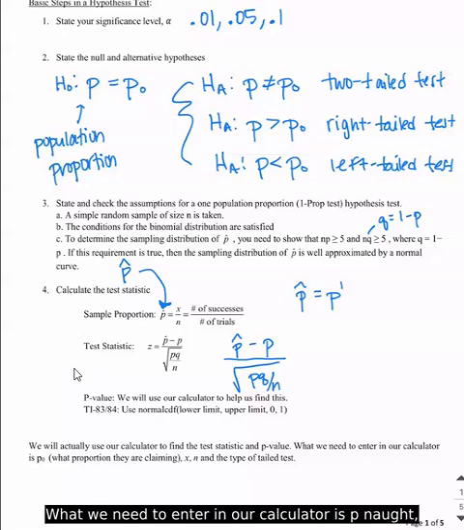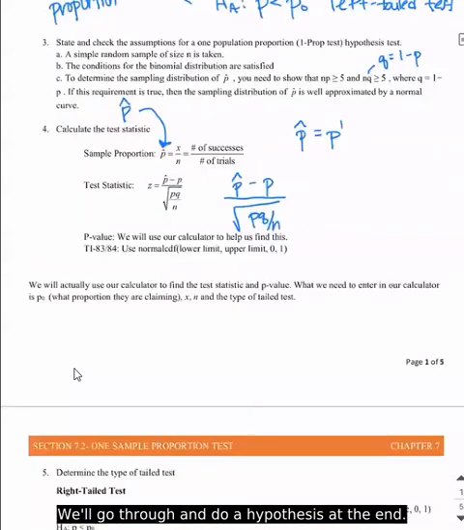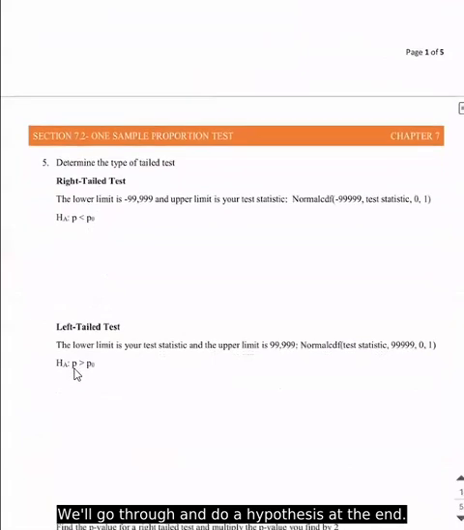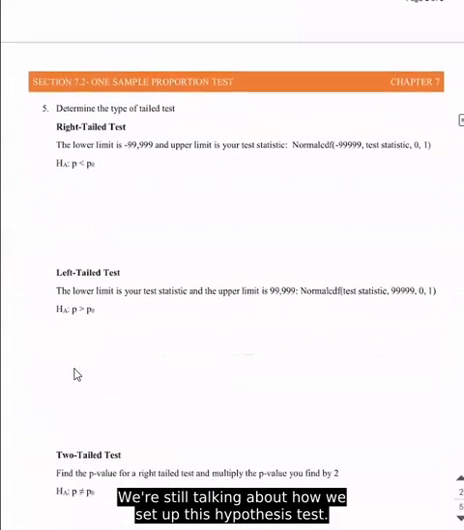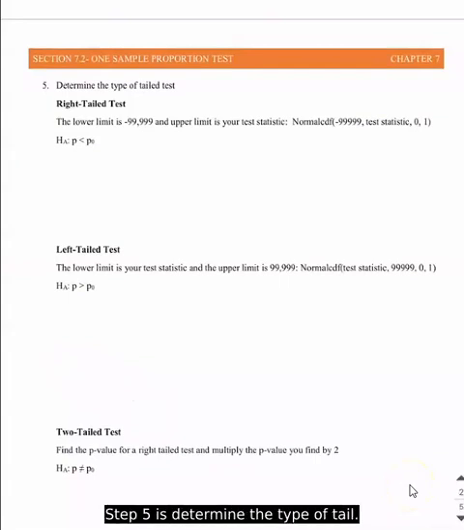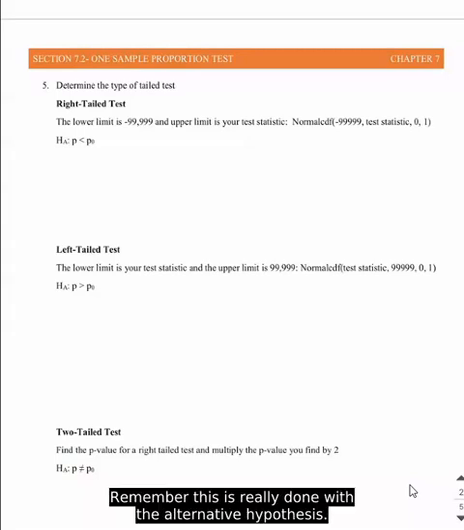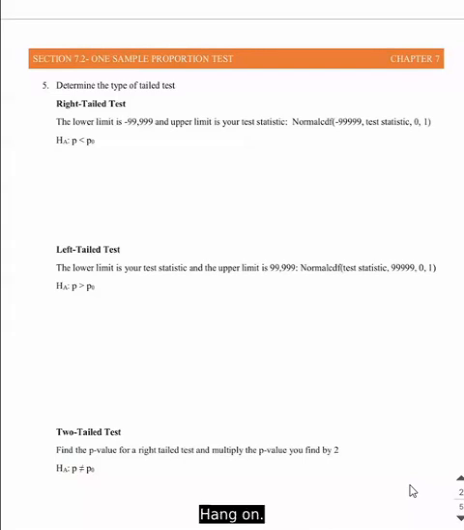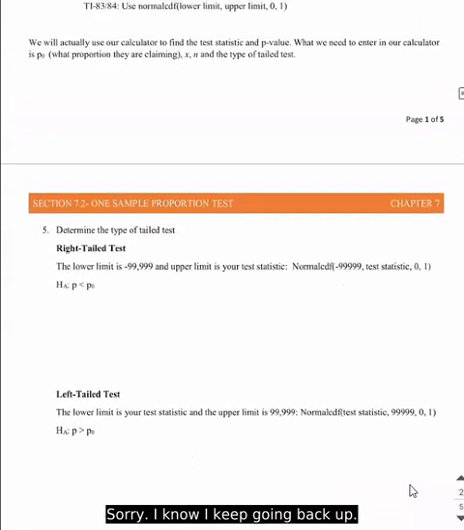What we need to enter in our calculator is p naught, what proportion they are claiming, x, n, and the type of tailed test. We'll go through and do a hypothesis test at the end. We're still talking about how we set up this hypothesis test. So step 5 is determine the type of tail. Remember, this is really done with the alternative hypothesis. Hang on, let me go back. Sorry, I know I keep going back up.